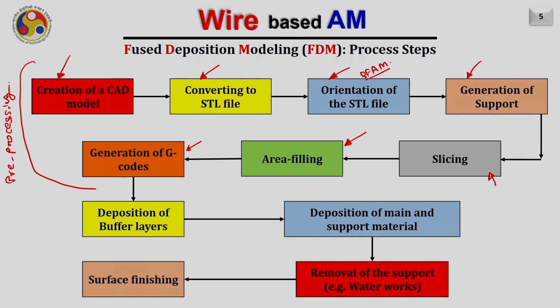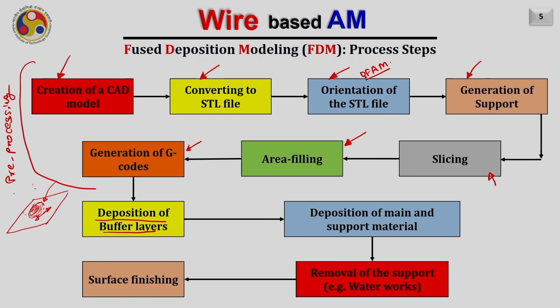Then the build process starts. The first step of the build process is the deposition of some buffer layers on the bottom, so that on the substrate or on the build platform where you are building the part, the deposited material can stick properly. So we deposit some buffer layers here. It is also important to deposit the buffer layer sometimes. It gives you a large area adhered to the substrate, so that you can build your part efficiently, and during the build the part will not move here and there on the build plate.